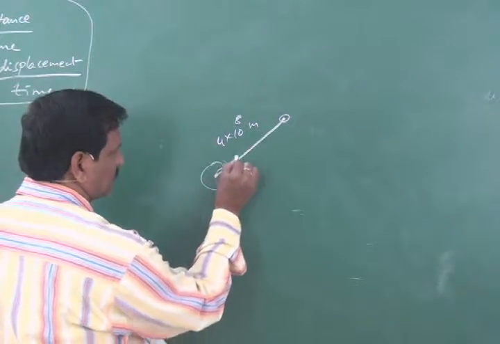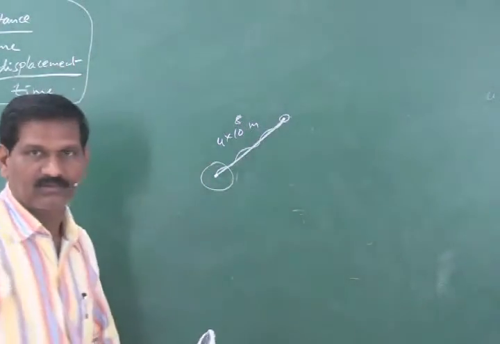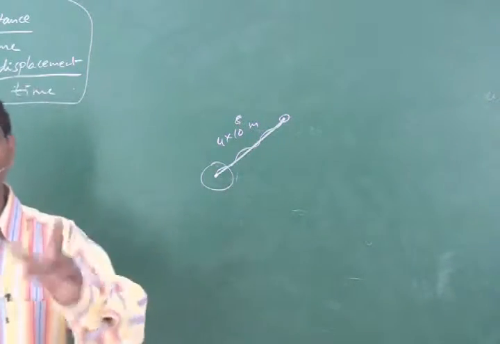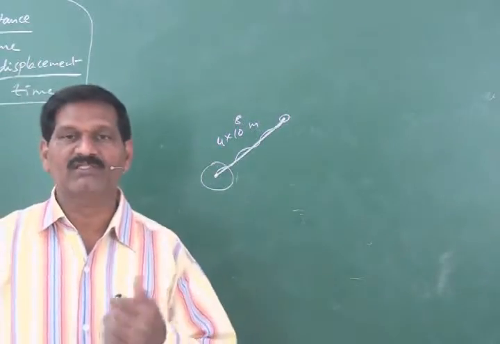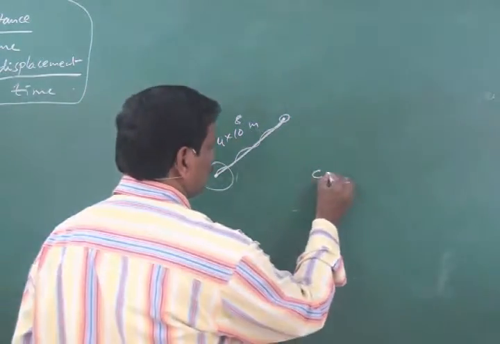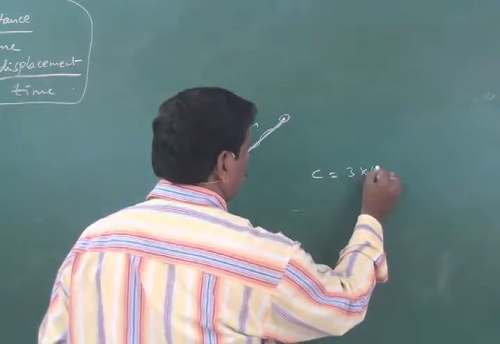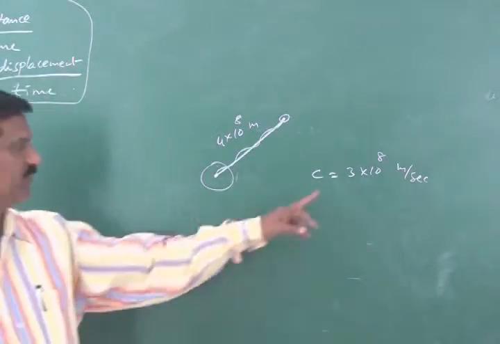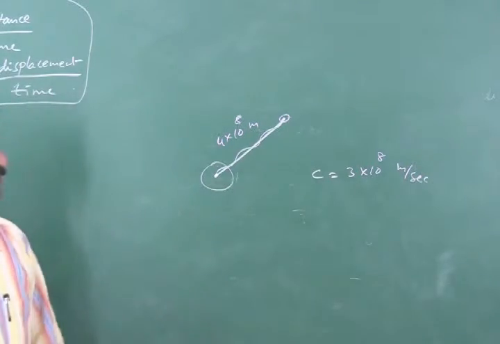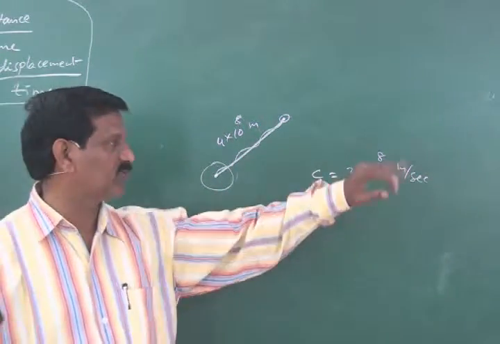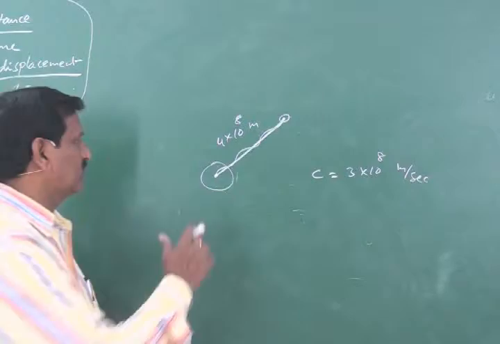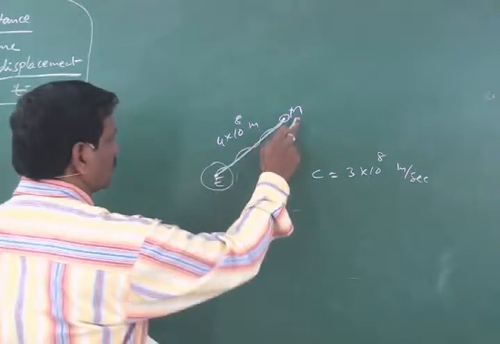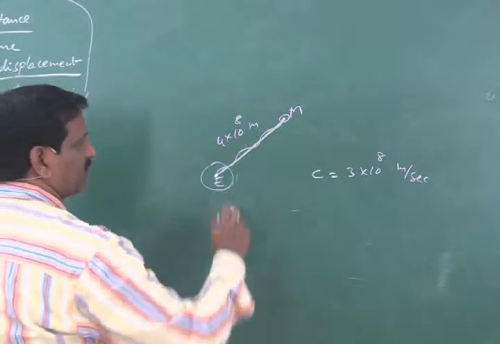This radar sends a wave like this, a signal. Signal means electromagnetic signal, and an electromagnetic signal travels with the velocity of light. Velocity of light C is equal to 3 into 10 power 8 meter per second. So the speed of the signal is 3 into 10 power 8 meter per second. The distance between earth and moon is given as 4 into 10 power 8 meter.